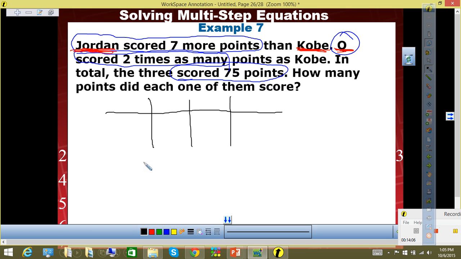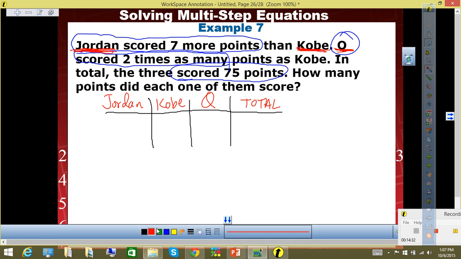And now we can label whatever we underlined that was key. What was key? Jordan, Kobe, Q, and over here we're going to write total. All right, we're done with that.